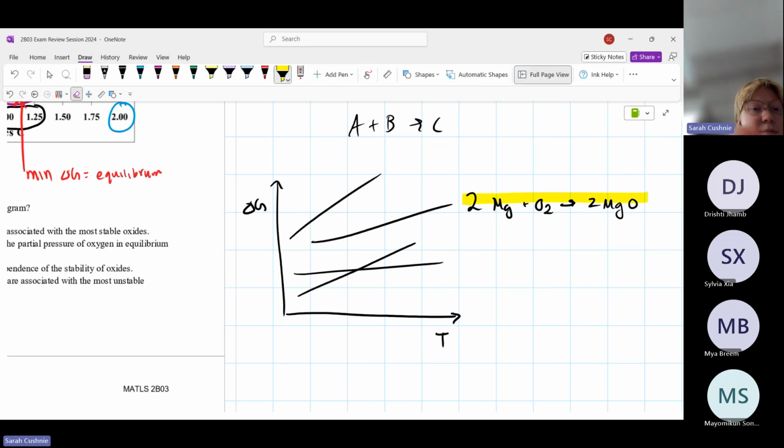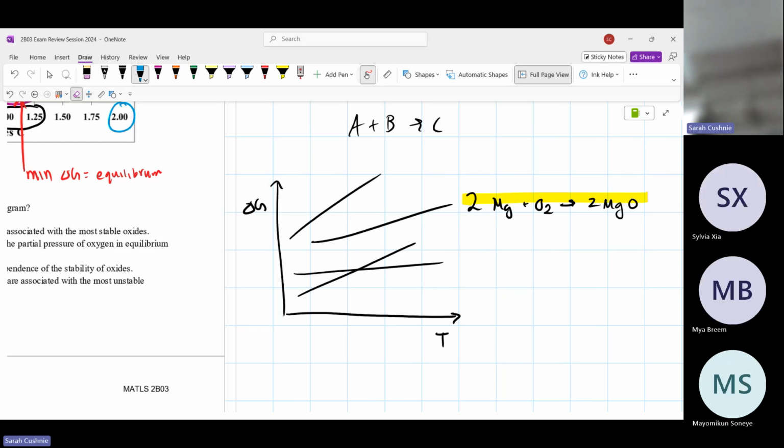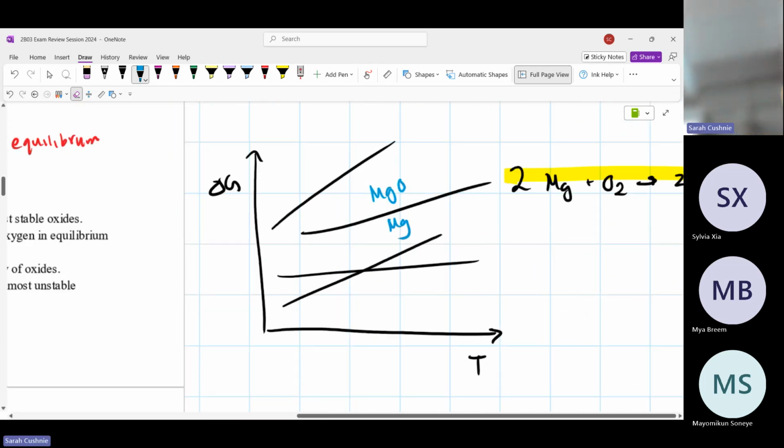So anywhere in a state above the line, we're going to favor the forward reaction, so we're going to produce MgO. But anywhere below the line, we're going to produce Mg. So if we're in a state like here, for example, then we're going to want to make Mg. That's MgO, but then what if we had, for example, another line over here?